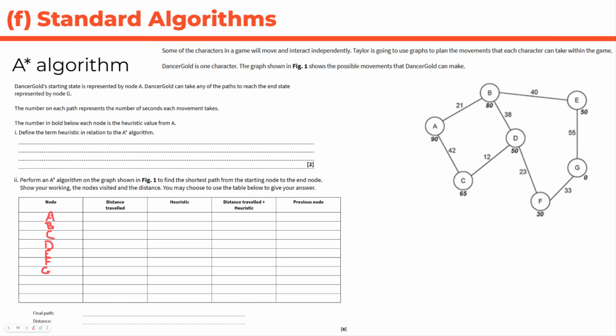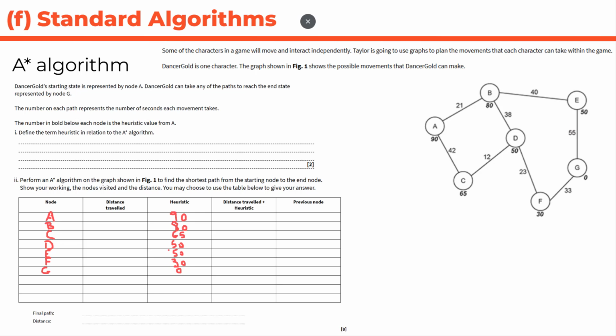Okay, again, they've still got rows available, so they've done it to you again. And we can work out the heuristic, so the bold number in there, that's 90, 80, C is 65. We've got 50. F is 30 and G is our destination, so that's 0.